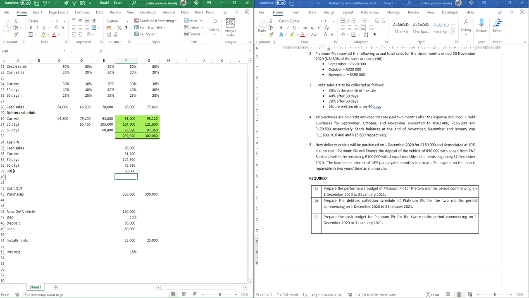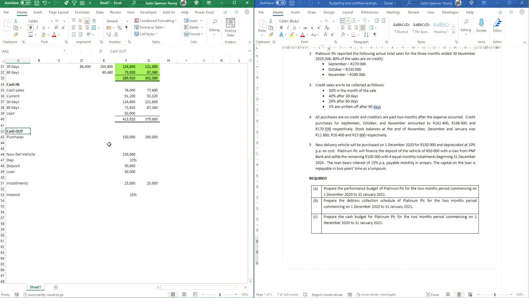Now I think that's it. So we have to do a cash collection for these 2 months, and the loan was there. Now we can add these up. So there's our cash in for those months they asked for, and now we're going to go and do a cash out.